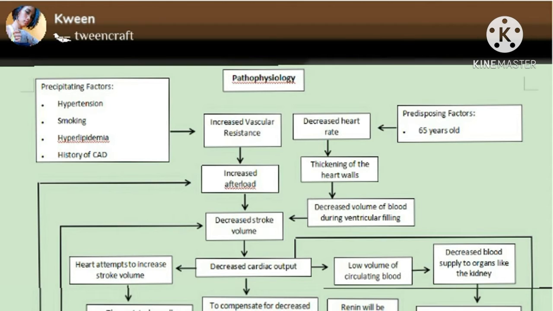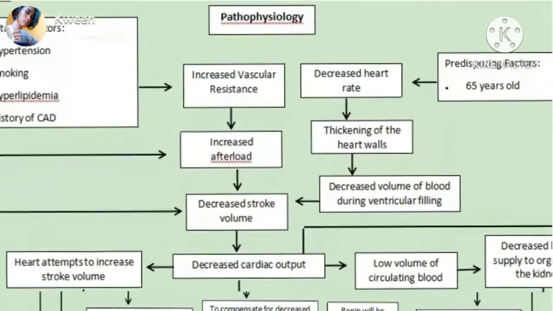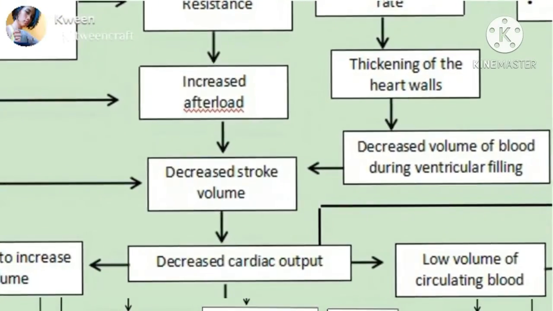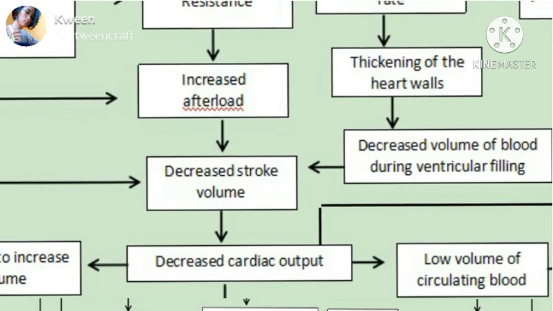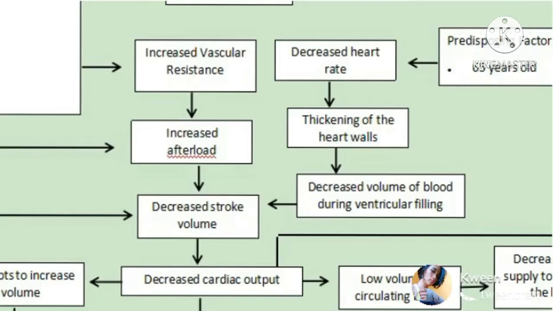Older adult patients also have a decrease in heart rate because it is part of the physiologic changes in aging, and this will cause thickening of the heart walls as a compensatory mechanism. Now, the increase in vascular resistance can cause increase in afterload of the heart. Increase in afterload can decrease the stroke volume, and decreased stroke volume will also decrease the cardiac output.